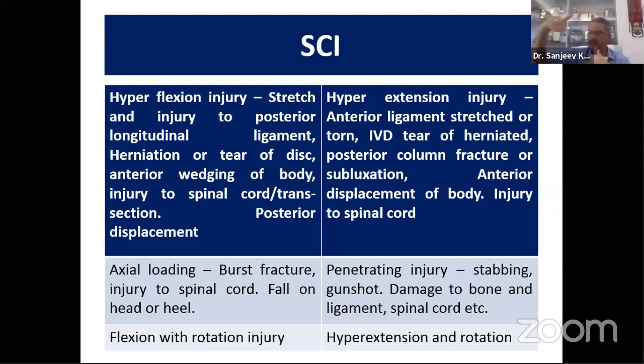Now, if it moves back, it is likely to cause problems for whatever structure is behind the vertebral body. So what is behind the vertebral body? The spinal cord. The moment the vertebral body is pushed back, it will hit hard on the spinal cord, and so the patient will end up with spinal cord injury. It is just an example like that. Hyperflexion injury, axial loading, other things are there.